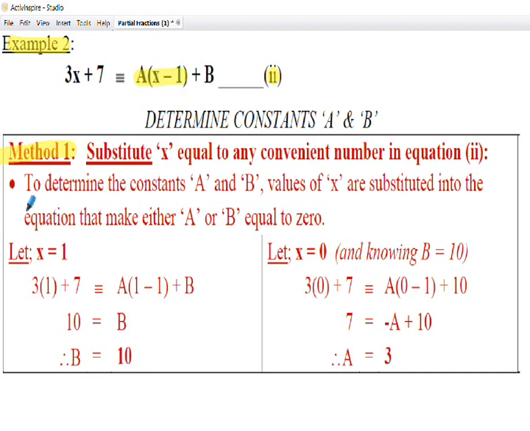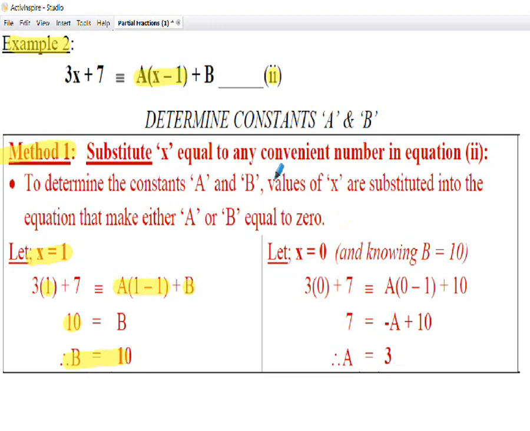So again, letting x equal 1, all you do is put the value of 1 where you see an x. So in the left hand side of equation 2, I get 3x + 7, so that's 3 times 1 plus 7, that gives me 10 on the left hand side. On the right hand side, put in my value of 1 for x, I get A times (1 - 1), so the A disappears, and I get B, so B is equal to 10 in this case.